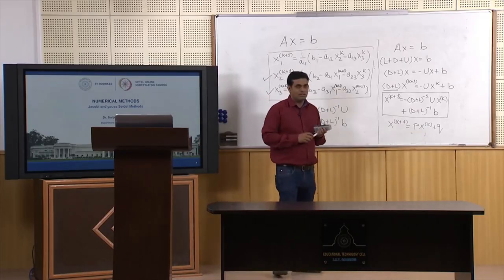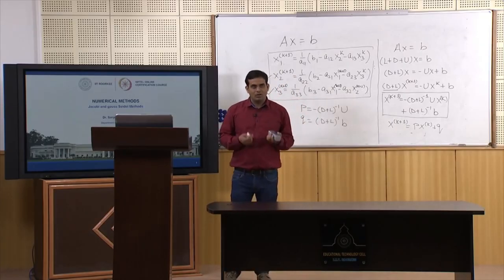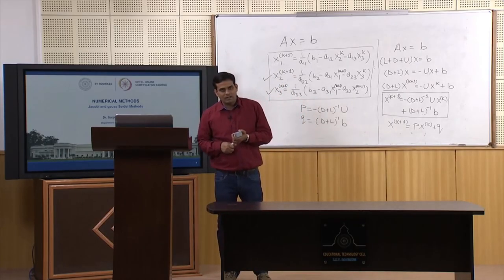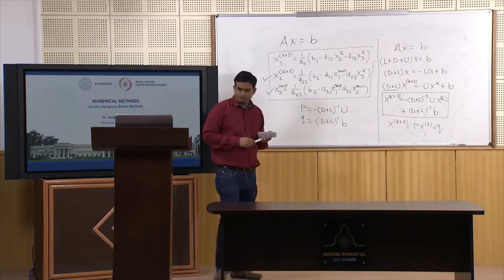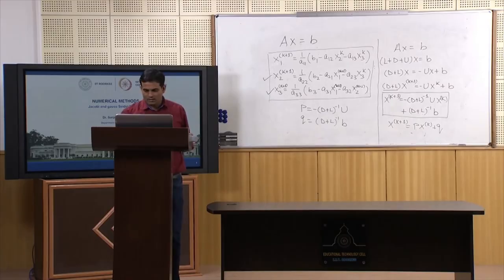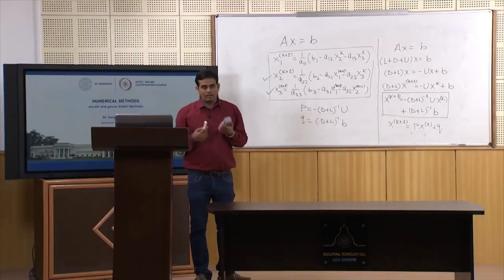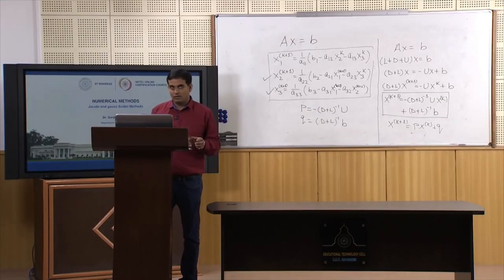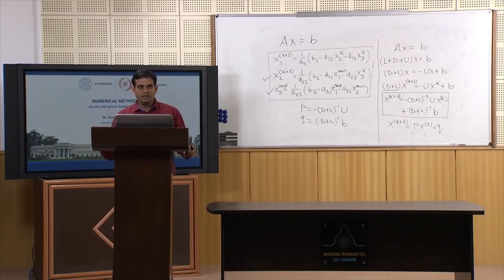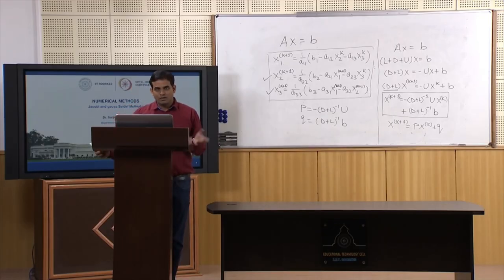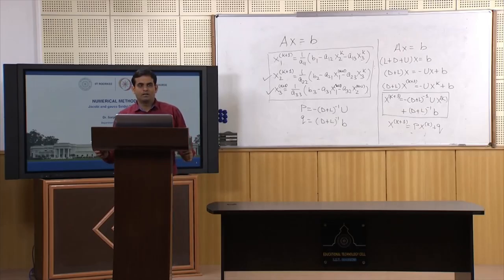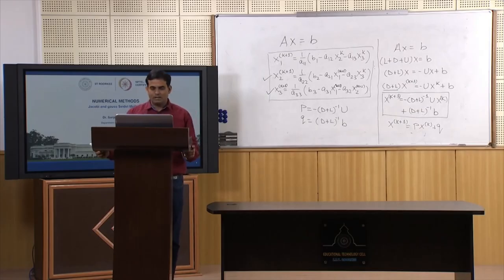Hence, we hope that this scheme will be faster because we are using more updated values of the variables in the scheme. Let us take an example of this method. The same example which we took in the earlier case, the Jacobi method, needed 46 iterations for finding the exact solution, that is, for the convergence of the solution. Here let us see how many iterations we need using the Gauss Seidel method.